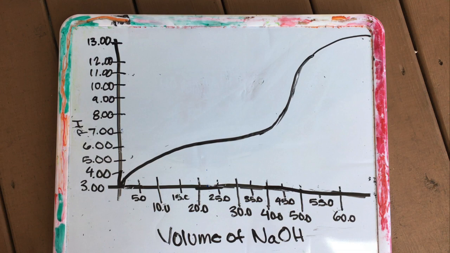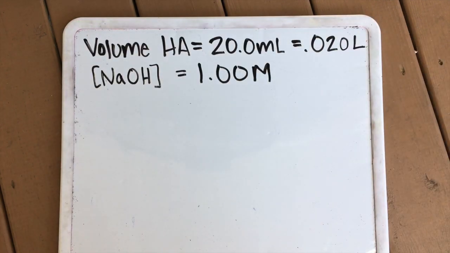Consider the following titration curve produced by titrating 20 milliliters of an unknown weak acid with 1 molar of NaOH. What is the concentration of the original weak acid in molarity?